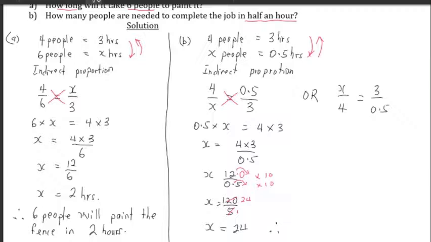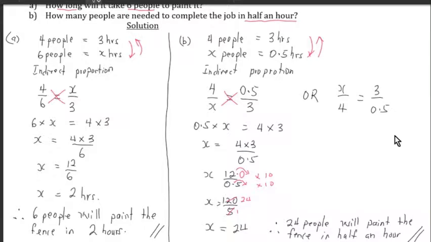So therefore 24 people will paint the fence in half an hour. Okay, so that's the solution to the question.